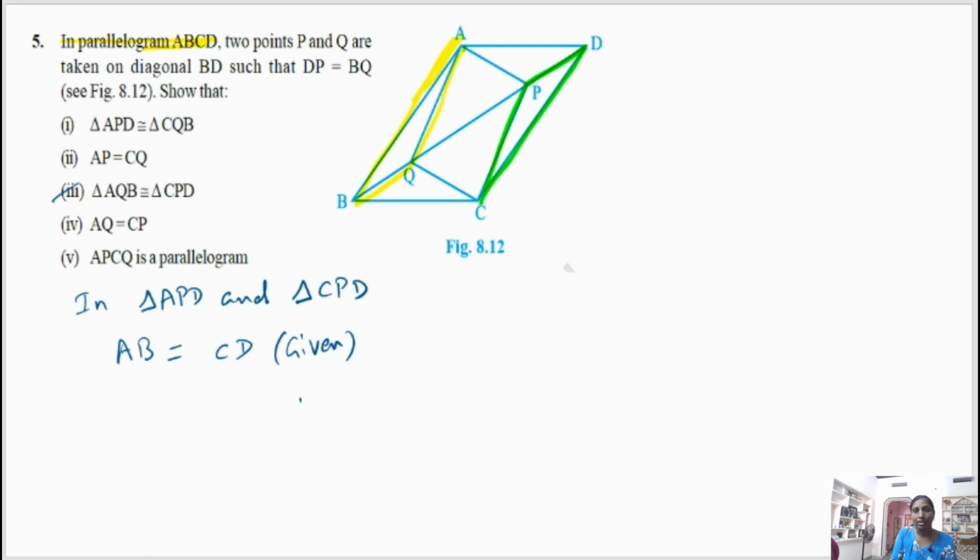So here we can write that AB is parallel to CD and BD is a transversal. So alternate interior angles are equal here. This angle and this angle. Now we should write the name of those angles. So we can write that angle ABQ is equal to angle CDP. Why? Alternate interior angles.